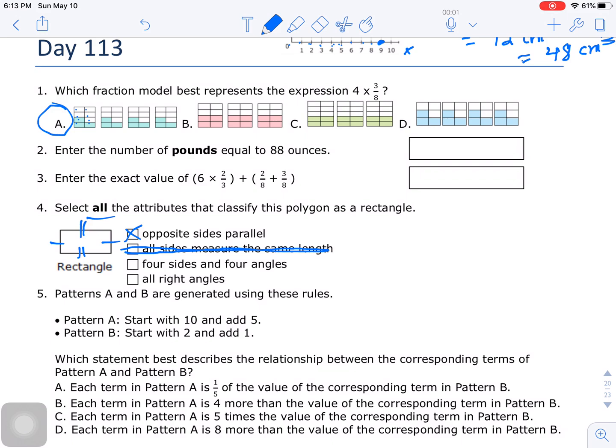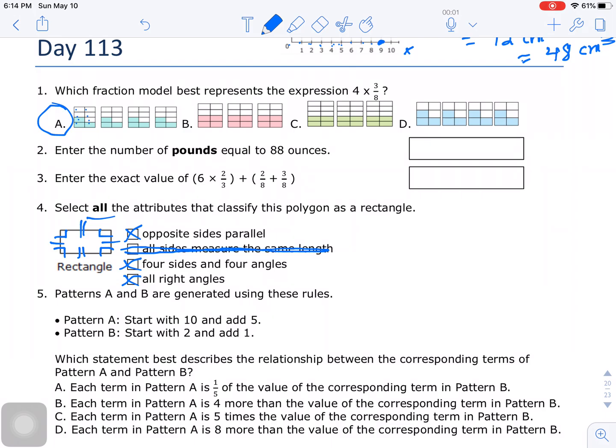Does it have 4 sides and 4 angles? So we count the sides, there are 4 of them, and yes, it has 4 angles. That makes it a quadrilateral, and a rectangle is a quadrilateral. And then the last thing is a rectangle has to have all right angles. In other words, you could put a box in there and fit perfectly. So yes, that has opposite sides being parallel, 4 sides, 4 angles, and all right angles.